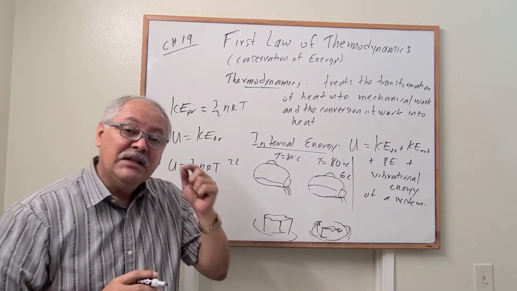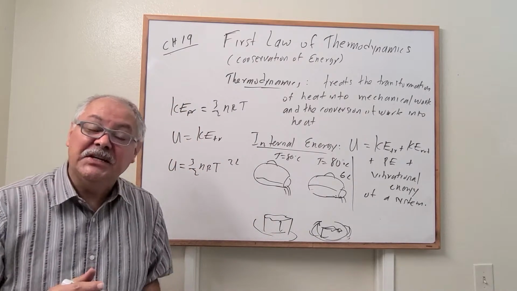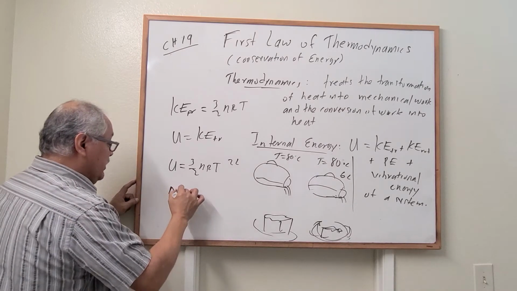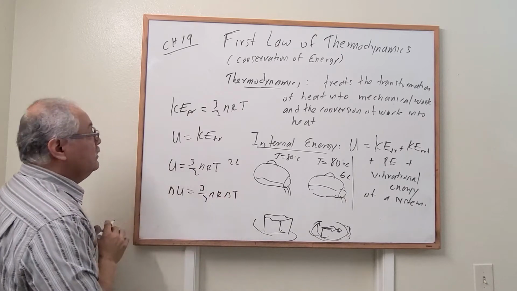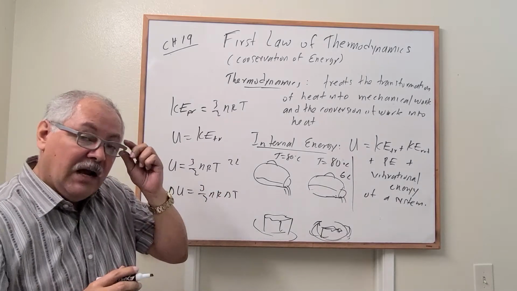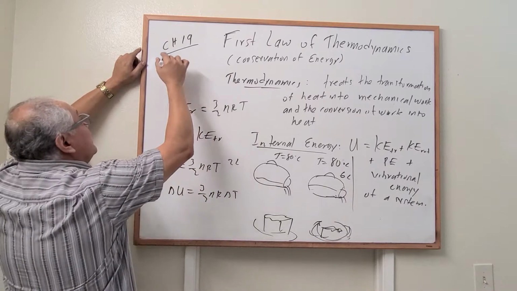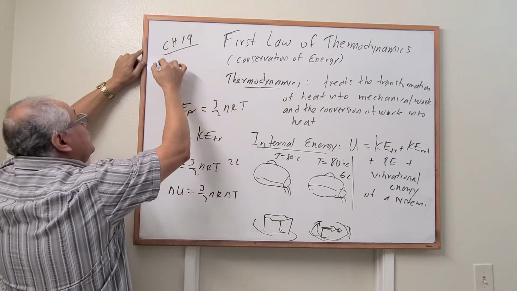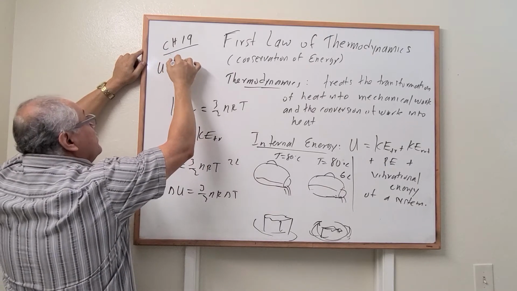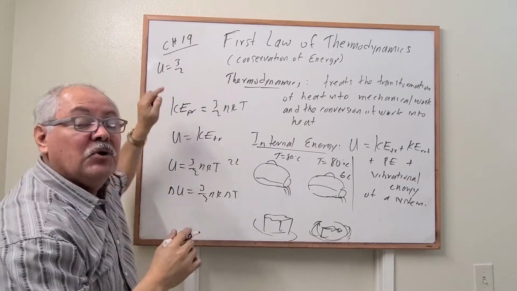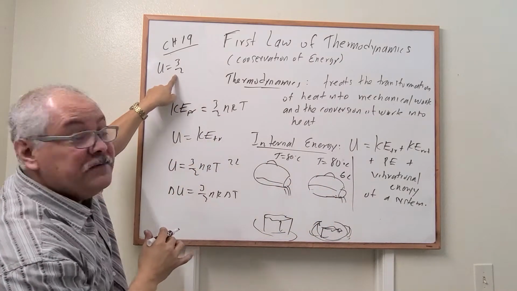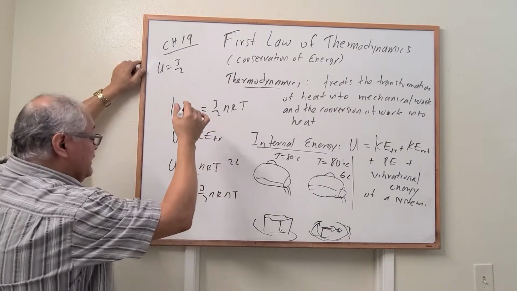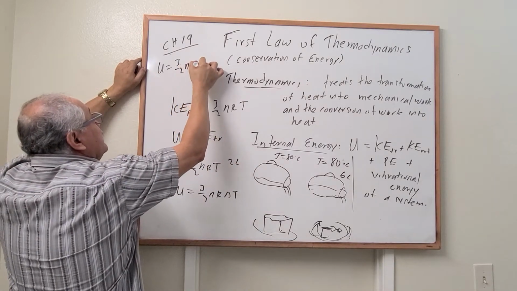Actually, the most important quantity is not the internal energy, but the change in internal energy. The change in internal energy equals 3/2 nR delta T. So we have a new quantity in thermodynamics, which is the internal energy. And the internal energy, one more time, is equal to 3/2 nRT. This is for a monatomic gas. For a diatomic gas it is a little bit different. We change only this factor. We're going to see it later.